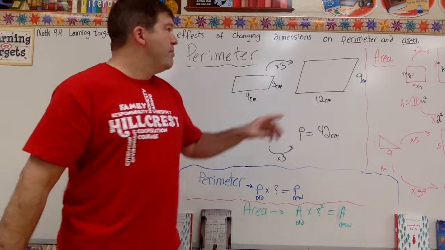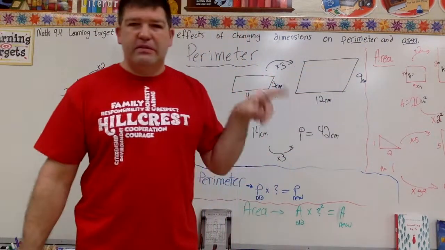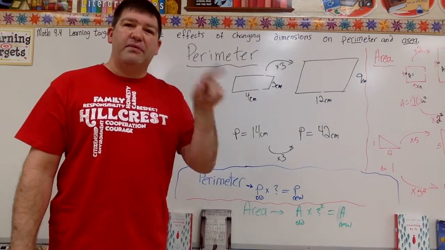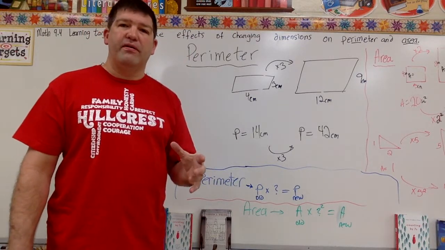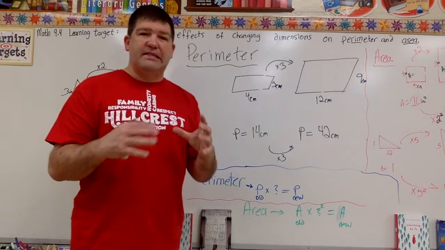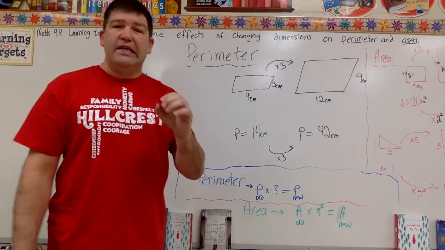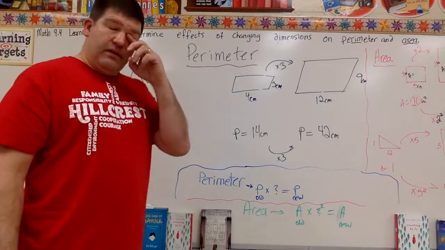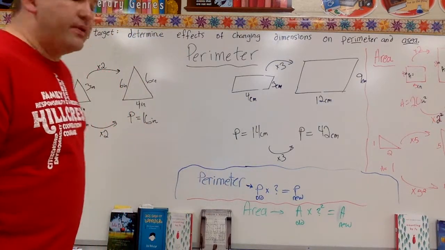Now, remember, perimeter is the rim. It's the outside. It's the distance around something. So you just add up the distances around, you have the perimeter. And the area is inside. It's the squares that are inside. How much is in there? Okay. So let's start with perimeter.